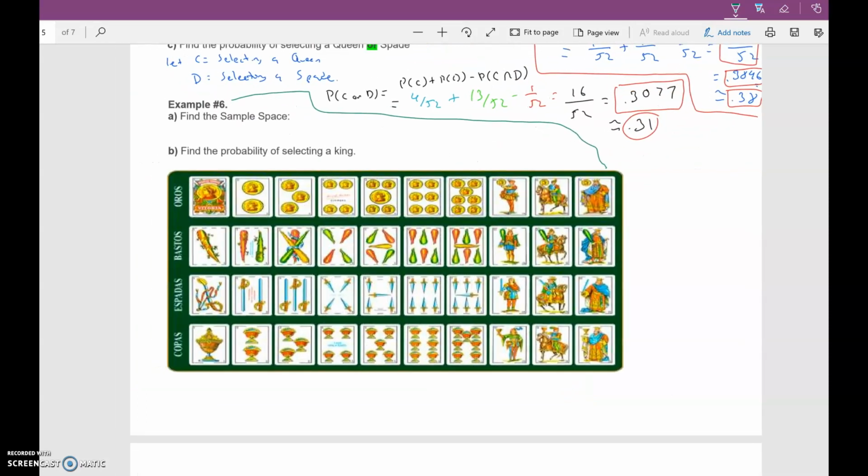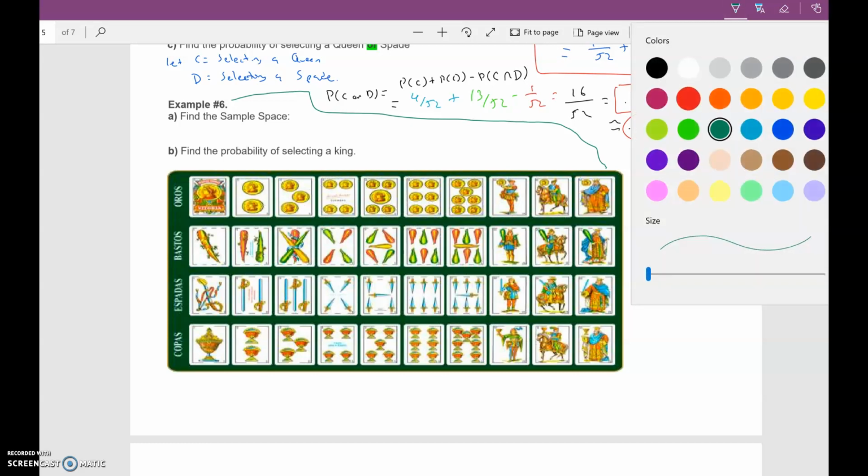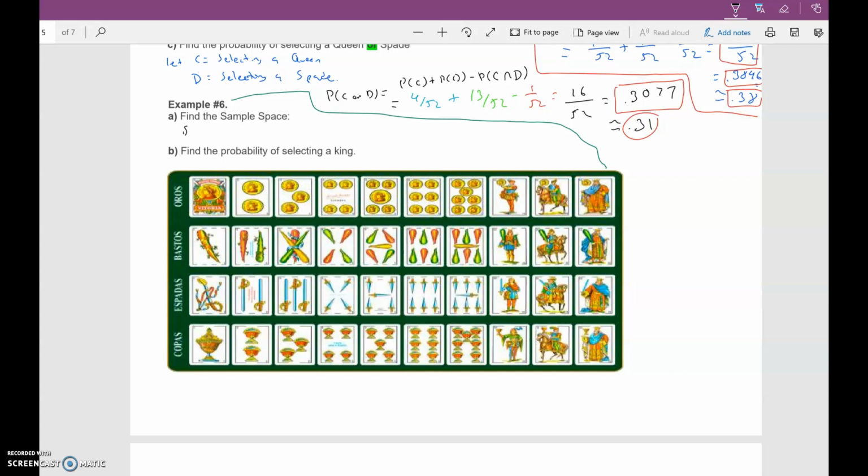Okay, let's take a look at the next problem, example 6, and they're changing the deck of cards. So your sample space is going to represent how many total cards do you have, and I'm counting 1, 2, 3, 4, 5, 6, 7, 8, 9, and 10. There's 4, so the sample space in this case, so I'm just going to call that S is equal to 40 cards.